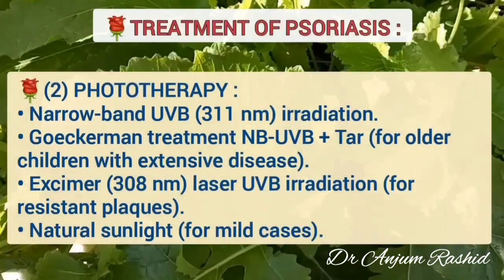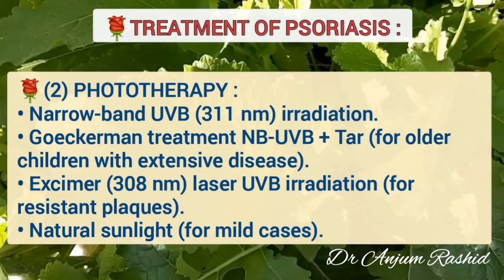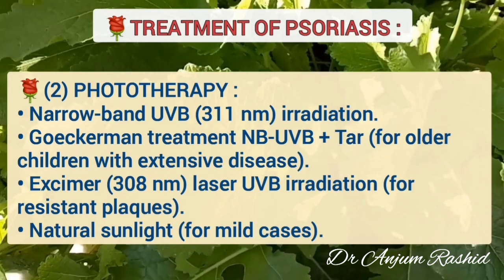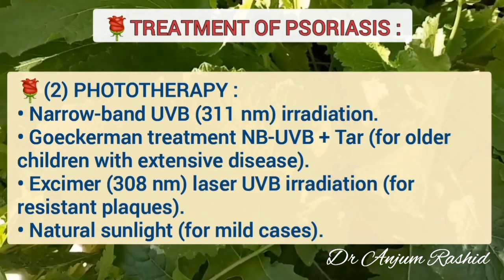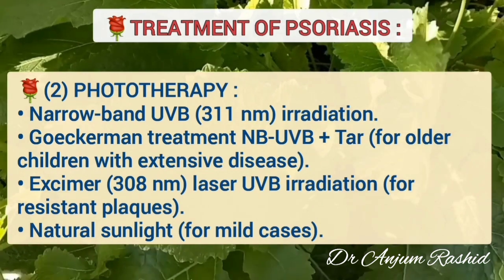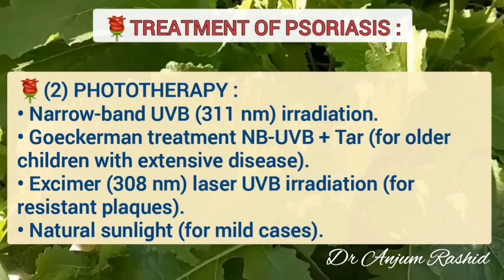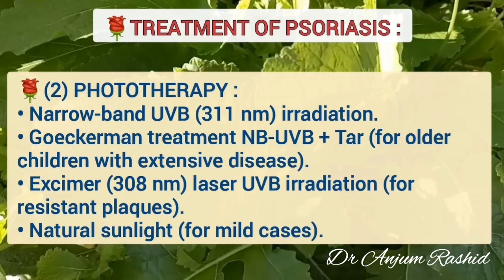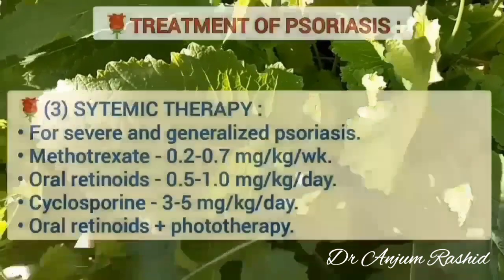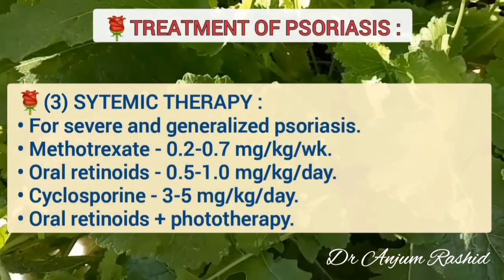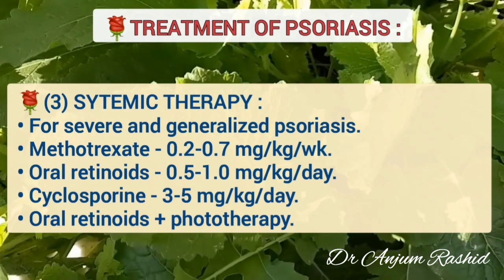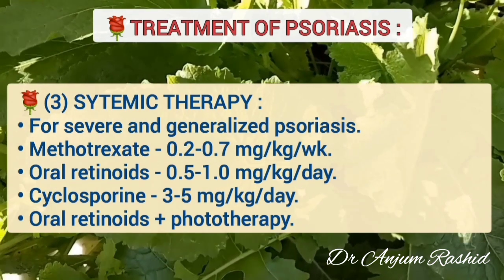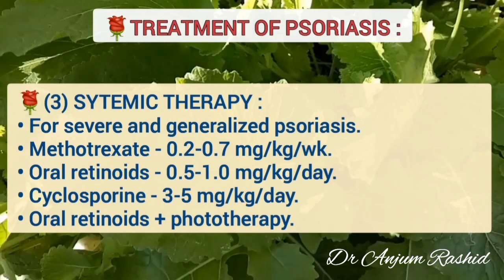Now the second step or the group of treatment is the phototherapy. This includes narrow band ultraviolet B irradiation, Goeckerman treatment which includes narrow band ultraviolet B irradiation plus tar. This is used for older children with extensive disease. Excimer laser ultraviolet B irradiation is used for resistant plaques. Natural sunlight is beneficial for mild cases. Third step is the systemic therapy, which is used for severe and generalized psoriasis. This treatment includes methotrexate, oral retinoids, cyclosporine, or oral retinoids plus phototherapy.